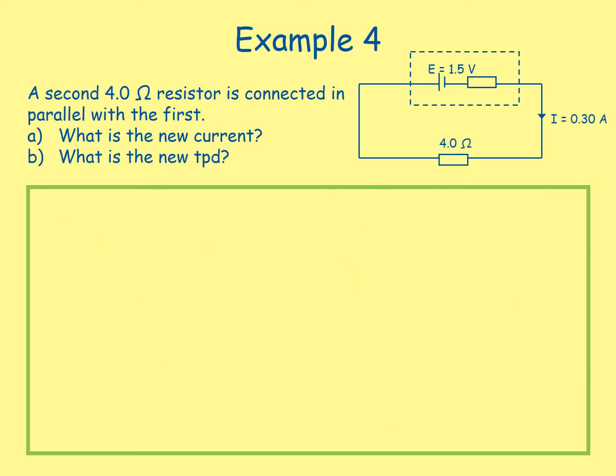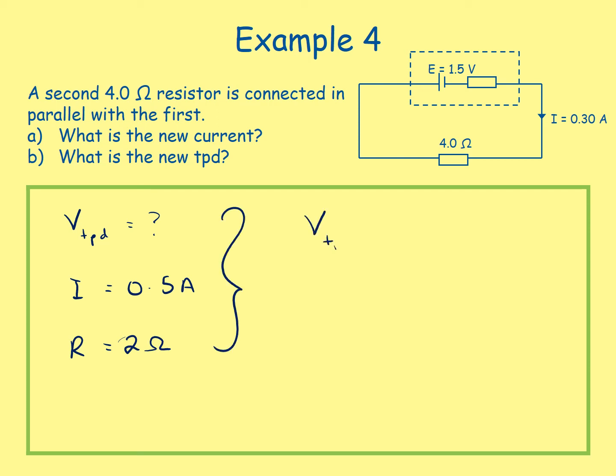Working out the new terminal potential difference, let's think about what values we have. Our new current is 0.5 amps, and our resistance is not that 4 ohms. Remember, there was a second resistor in parallel with the first, so our new resistance was 2 ohms. That was our combined resistance in parallel. Our terminal potential difference is equal to our current multiplied by our load resistance. So that's 0.5 multiplied by 2, which gives us a final answer of 1 volt.